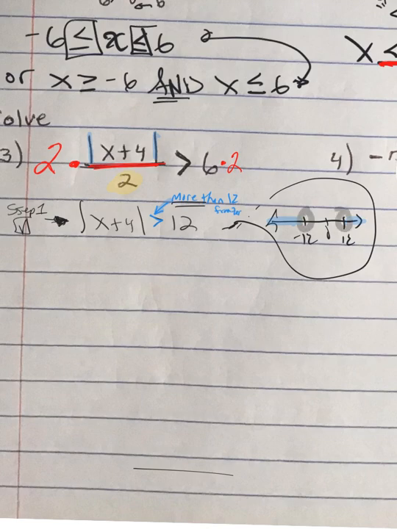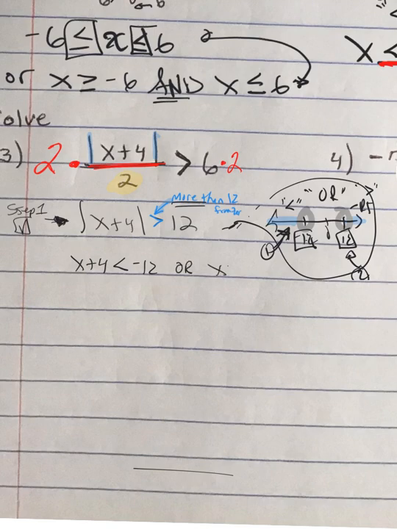So isn't that a compound or? So I have to write a compound or statement. So I have to write a sentence that goes to the left of negative 12. Remember, to the left is less than. And I have to write another sentence. Sentence number 2 has to be written to the right, or greater than positive 12. And so I'm going to write this one first. So I'm going to write x plus 4 has to be to the left, or less than negative 12, or x plus 4 has to be to the right, or greater than positive 12.